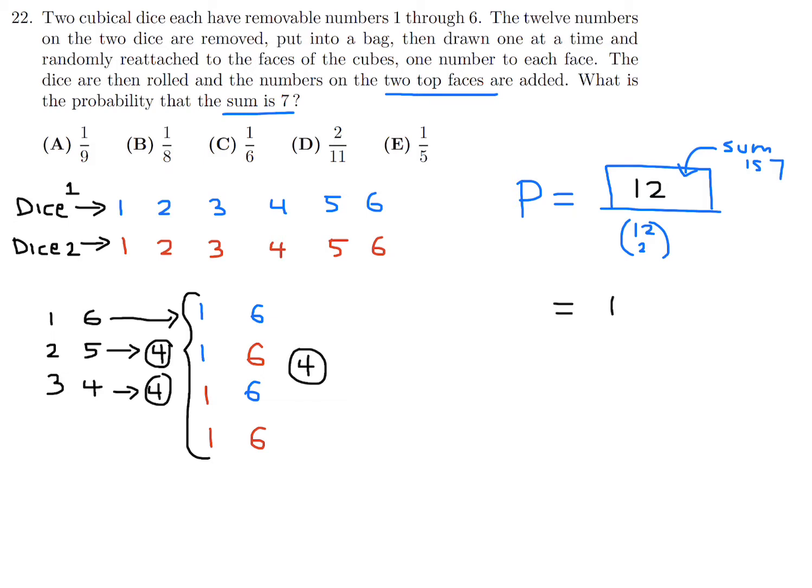So this is the probability. 12 choose 2 is 66. So 12 over 66, is that in lowest terms? No, it's not in lowest terms, right? Divide top and bottom by 6, I believe. So 2 over 11. So number 22, the answer is D.